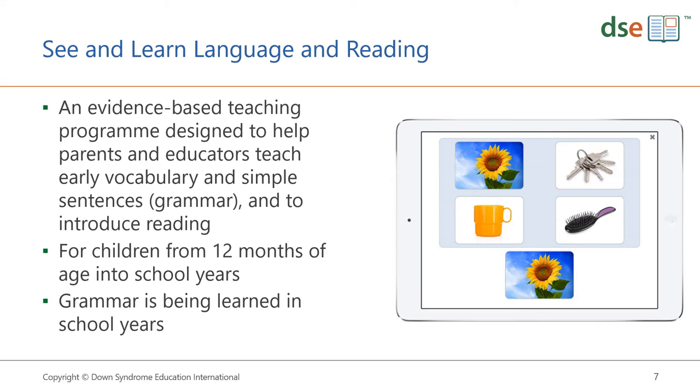The program starts at the earliest stages. What are the first words children learn? Children are starting to learn to understand and use first words from around a year of age, even earlier, and continue, of course, to learn vocabulary right through their school years. And for children with Down syndrome, most of their grammar learning will be going on during school years.